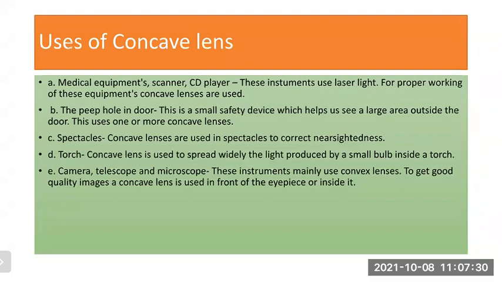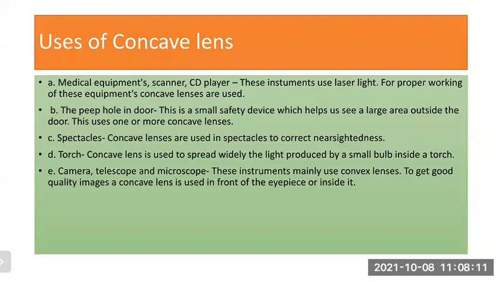Then the peephole in the door. Okay, this you might have observed already. So this is a small safety device which helps us see a large area outside the door. So this uses one or more concave lenses. So, see students, in your house also you observe the peephole which is present at your door. You can observe through that. So through that you can see the large area outside the door. So here also one or more concave lenses are used.